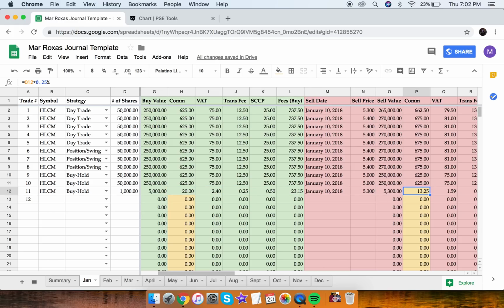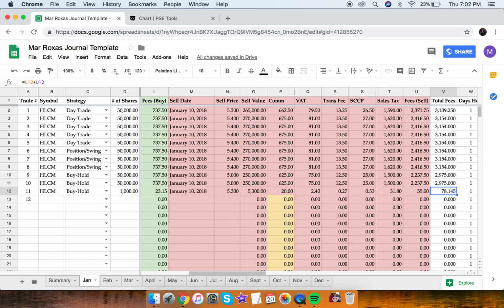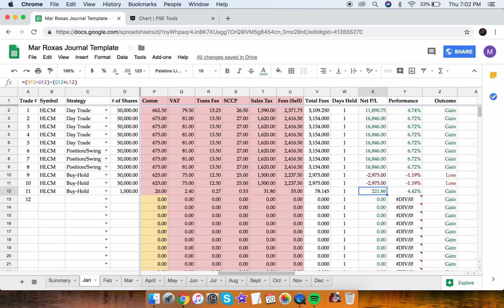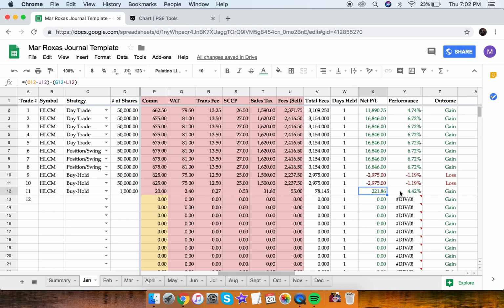Same lang din dito. Input mo 20 pesos, automatically turns pink or red. I don't know what that color is. So, ngayon, ang naging result nun is 221.86 or that is 4.42%. Check natin: 221.86, 4.42%. So, yun.